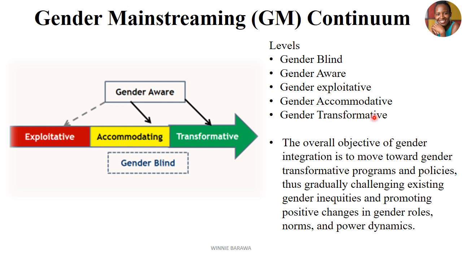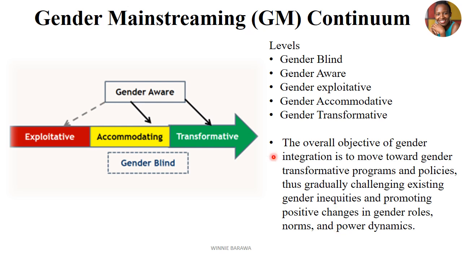So the overall objective of gender integration, or the gender mainstreaming continuum, is to move towards gender transformative programs and policies, where we are gradually challenging the existing gender inequities and promoting positive changes in our gender roles, our gender norms, and even the power dynamics.